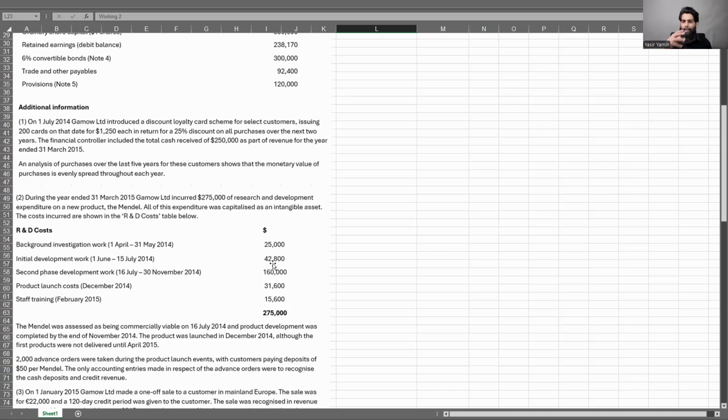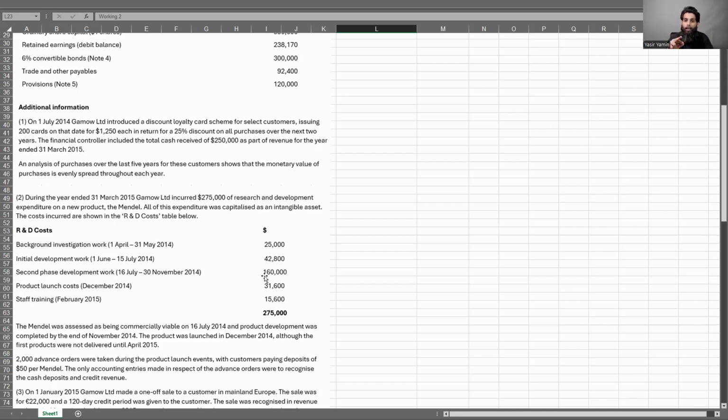It doesn't seem that it's a relevant expenditure because your examiner is saying initial. So it seems as if the criteria were not met up till these dates, but we still need to see. But most likely 42,800 will not be capitalized. Agreed? Then it's second phase, development work, $160,000. It's again development work, but this is the second phase, right? Second phase would have come after the initial phase.